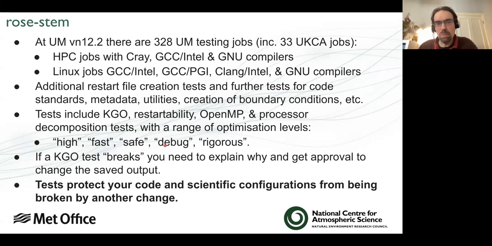You can also run with a debug option. This allows you to find errors in the code better. And then a rigorous test will do lots of checks, which slow the run down, but allow you to see, well, okay, I've got an array issue here. I'm trying to access an element that doesn't exist, that sort of thing. And in this testing process, if you break KGO, so if you change the answers, you need to explain why you've changed the answers. And it might be that it changes the answers. That's perfectly fine.